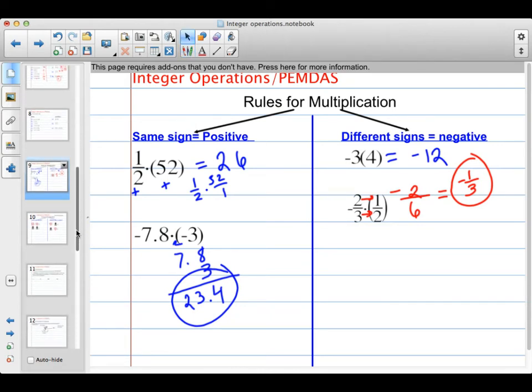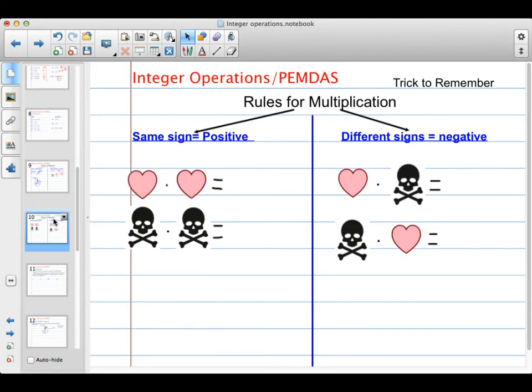Now, we've dealt with multiplication. Another little hint for you guys, something to remember, a little trick. This actually comes from Miss Matheson, who was a 6th grade math teacher from a couple years back. Same sign, positive; different sign, negative. The way to remember this is love to love. If you love to love, that makes you a lover, which means it's positive.